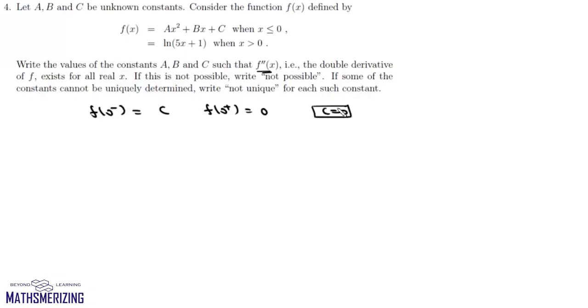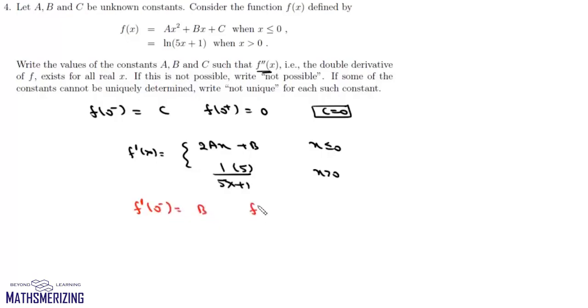And then its derivative should also be continuous. So if we find f dash x, it will be 2ax plus b when x is less than or equal to 0, and 1 upon (5x plus 1) into 5 when x is greater than 0. Now the left hand derivative at 0 is b, and the right hand derivative at 0 is 5. That means the value of b must be 5.